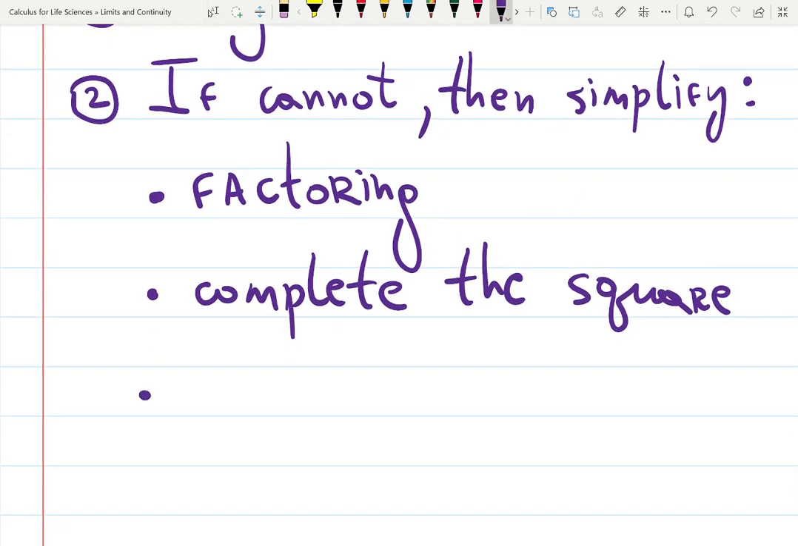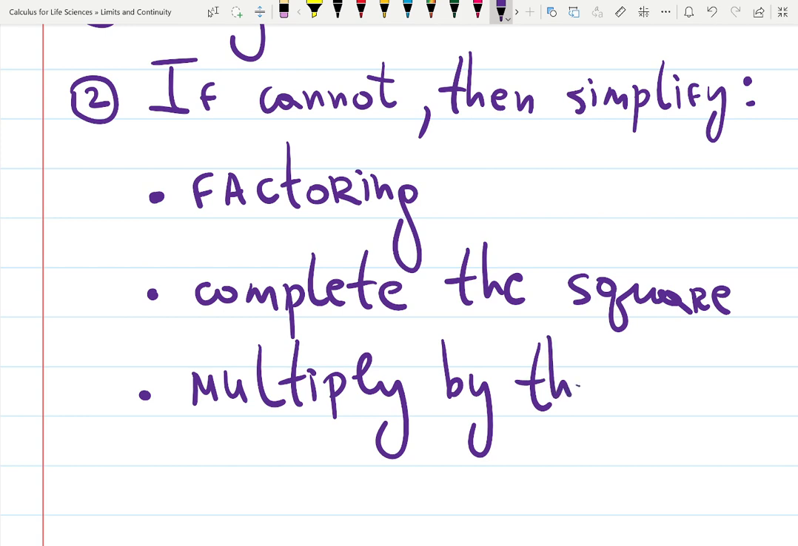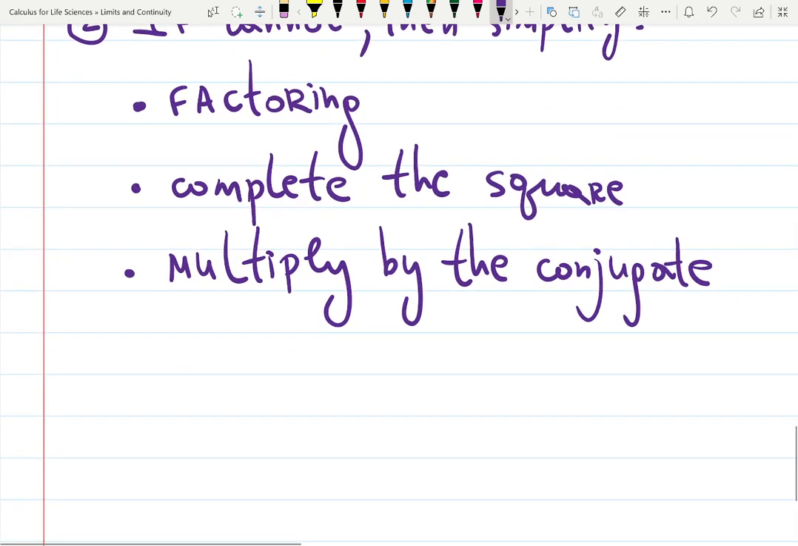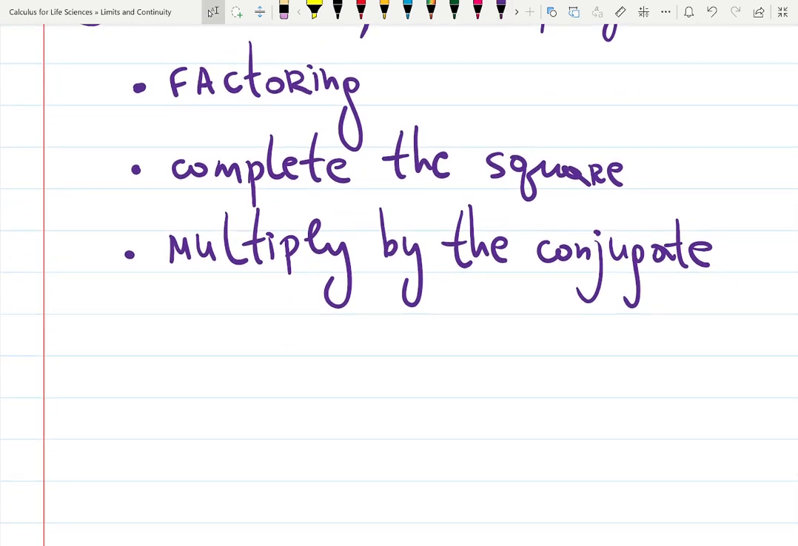Then, if that did not work, multiply by the conjugate. That is where you work with roots. Multiply by the conjugate. And you don't remember what conjugate is, do you? No. So that's why I'm reminding you. Multiply by the conjugate. You have a root. Say it was square root minus 7. Multiplying by the conjugate means multiply by this root plus 7.